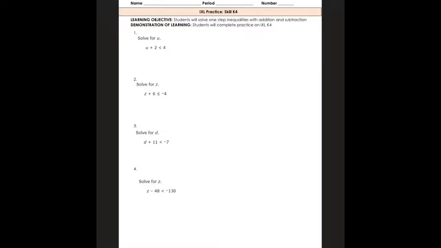This is the IXL practice skill J4, and we are going to learn how to solve one-step inequalities with addition and subtraction. Whenever we solve inequalities, it is the same steps as solving equations where we use our order of operations, PEMDAS, and we use them in reverse.